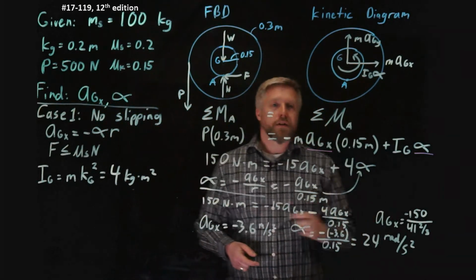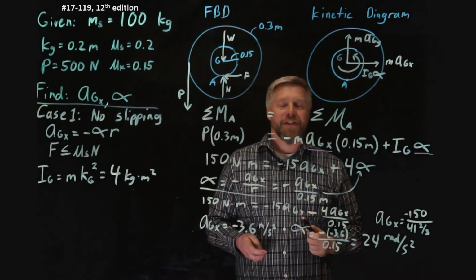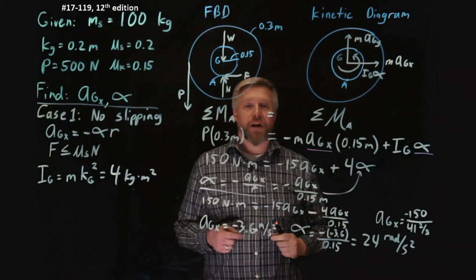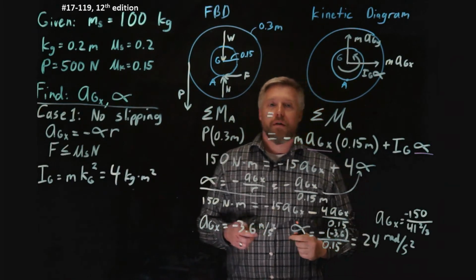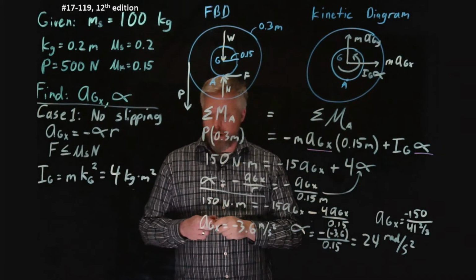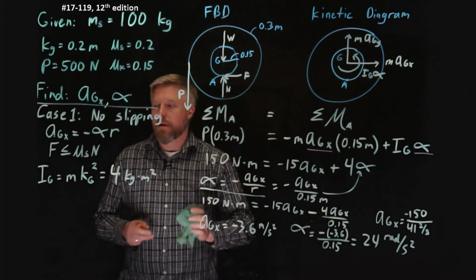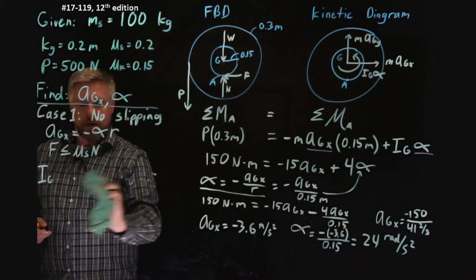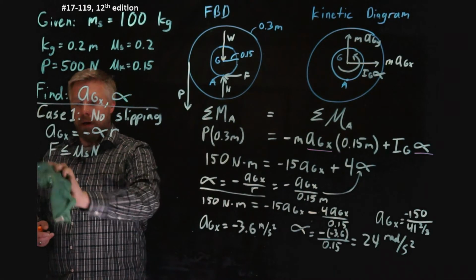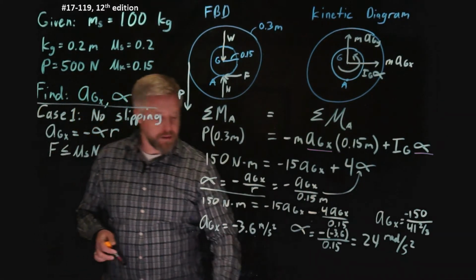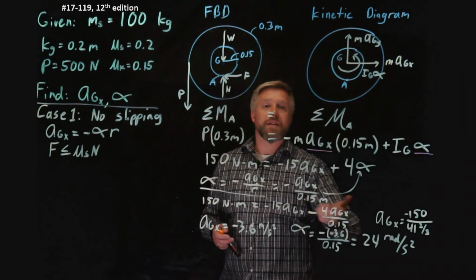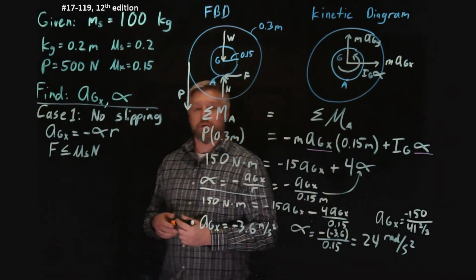So do we just box our answer and walk away? That would be nice, but we need to check that our assumption was correct. Okay, that's the next step. To check our assumption is correct, we need to figure out if frictional force is less than or equal to mu s times N. We didn't solve for frictional force over here because it wasn't necessary to find what we were looking for. So let's do it now.